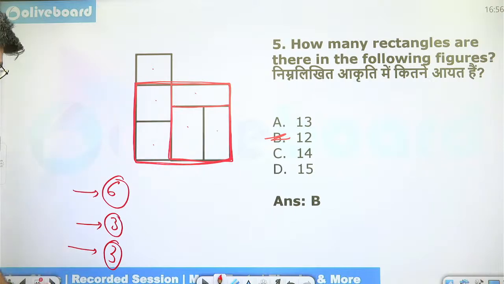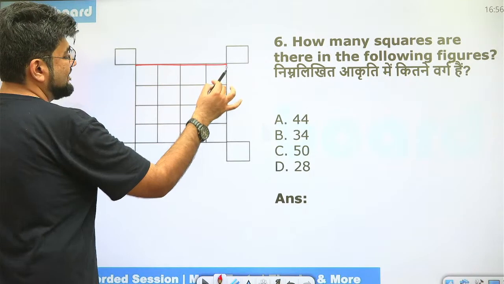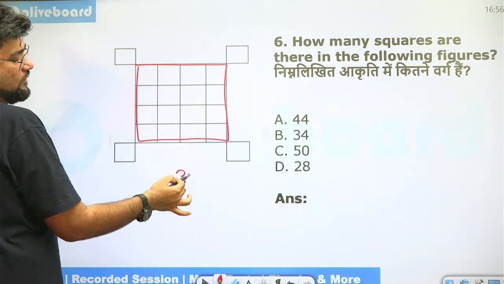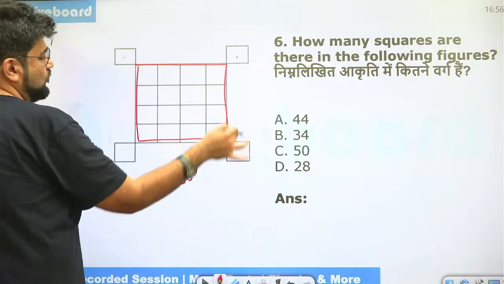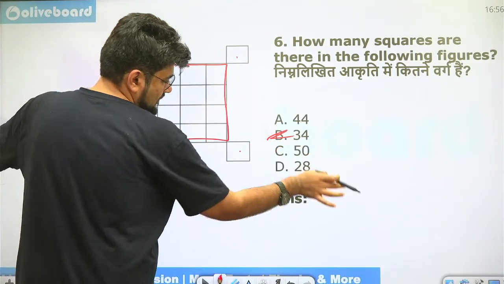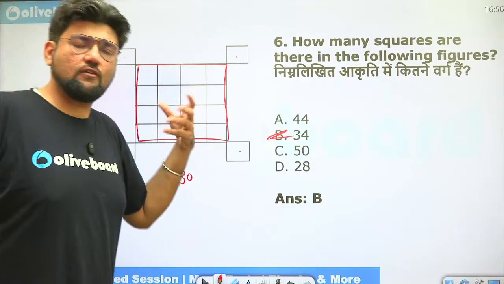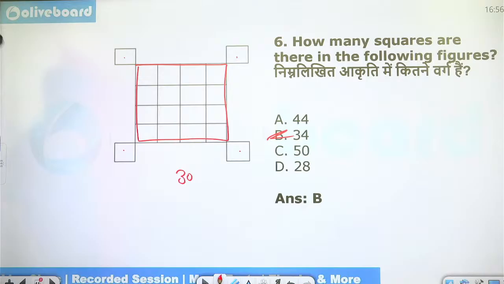Cool. Now here this is 34, we know, because the middle grid is a 4 into 4 matrix. You already know 4 into 4 has 30 squares. By now you have remembered it automatically, and we'll add 4 more, so we'll get 34 here. Option B. So when you repeatedly practice a lot of questions, you will start remembering some results automatically, and then you can use them for your benefit.